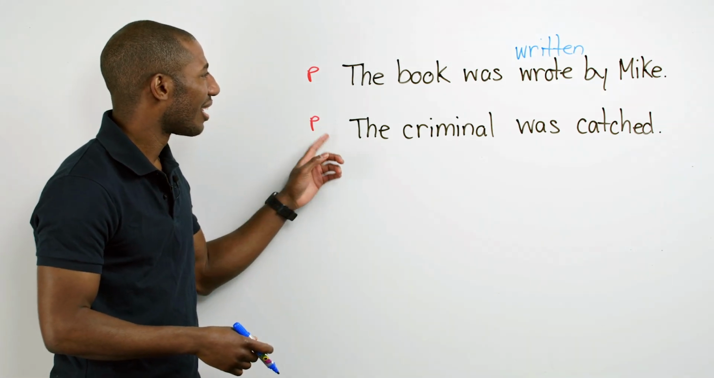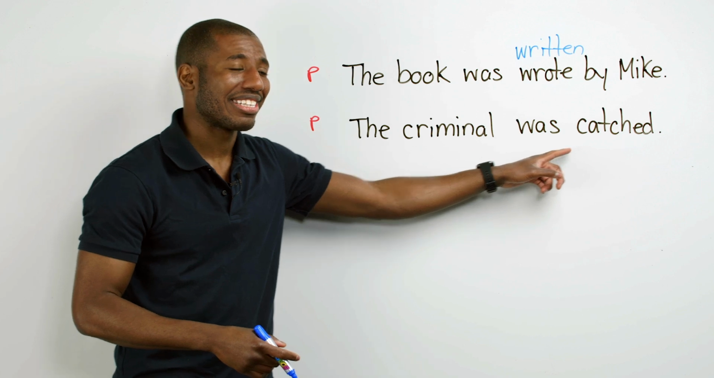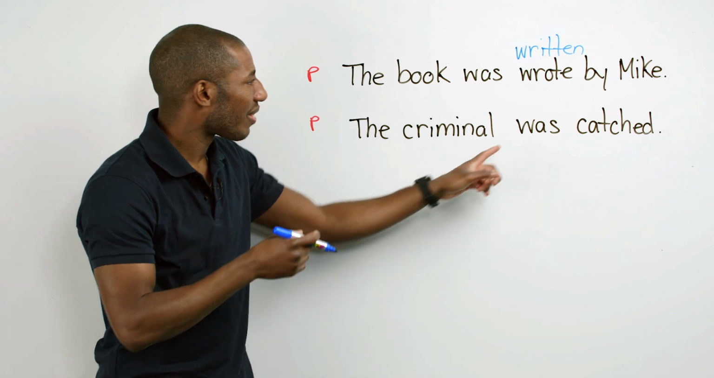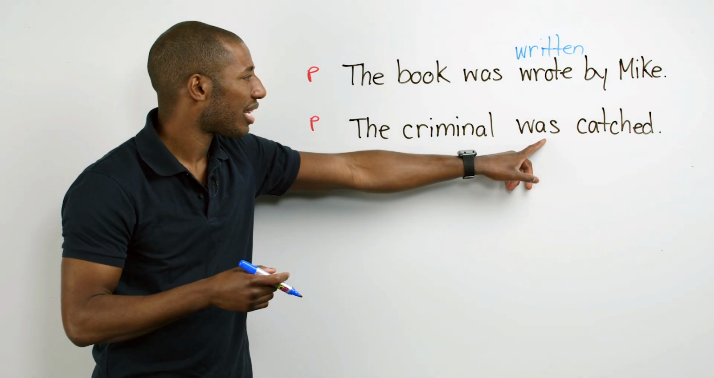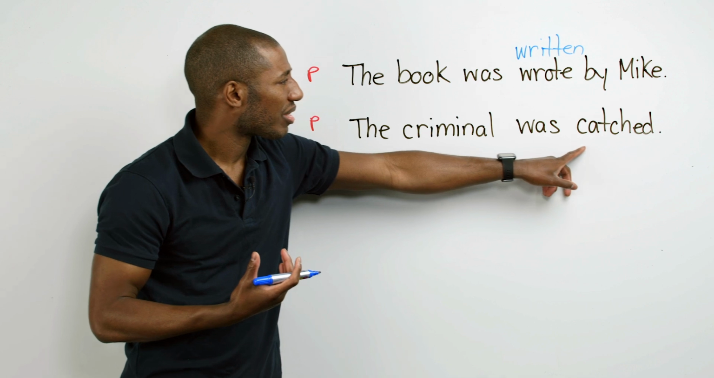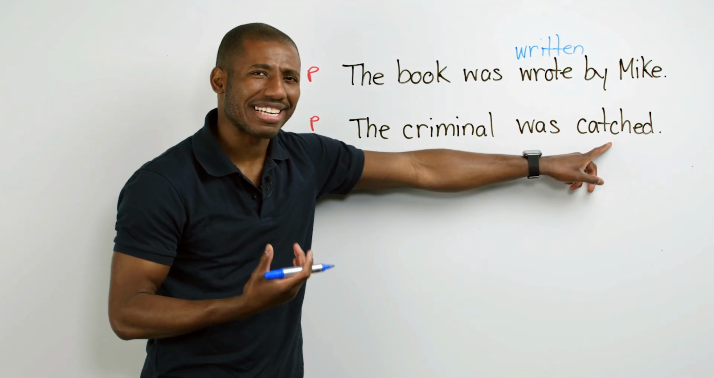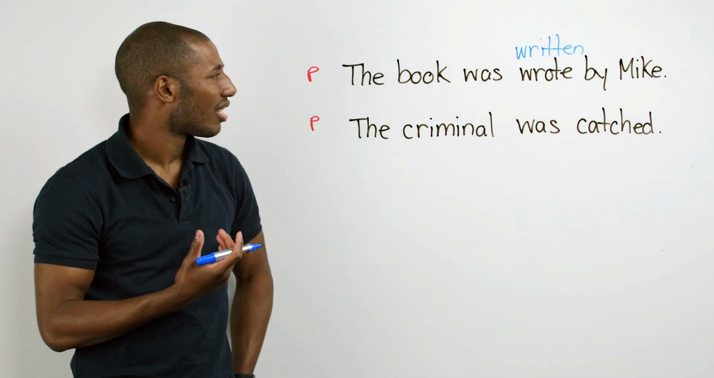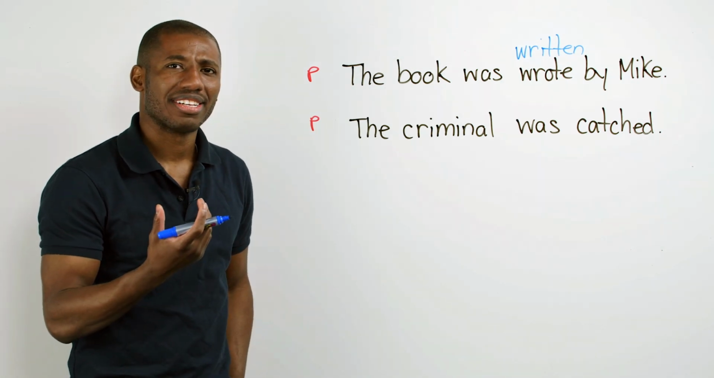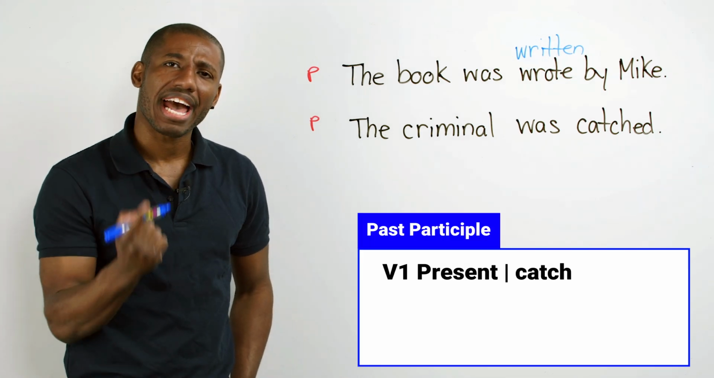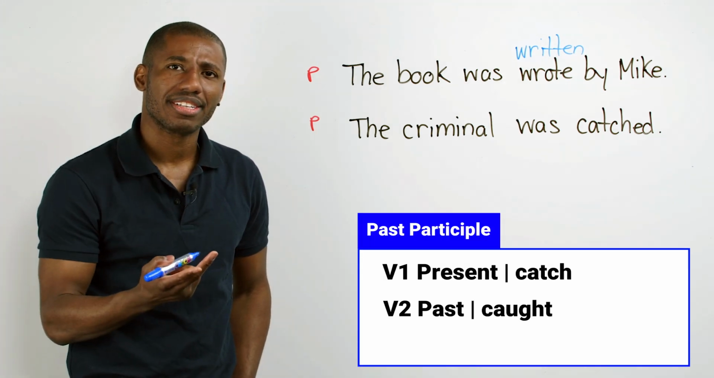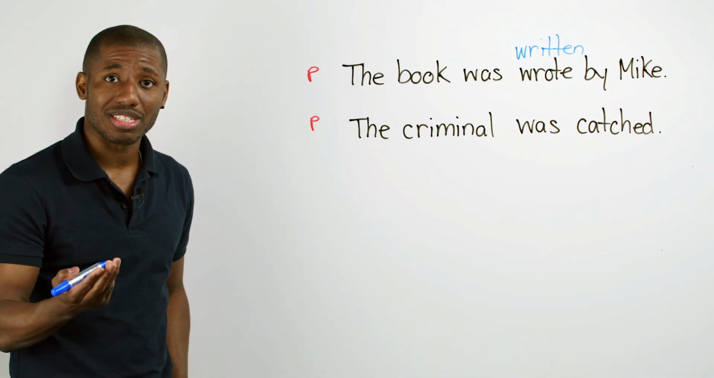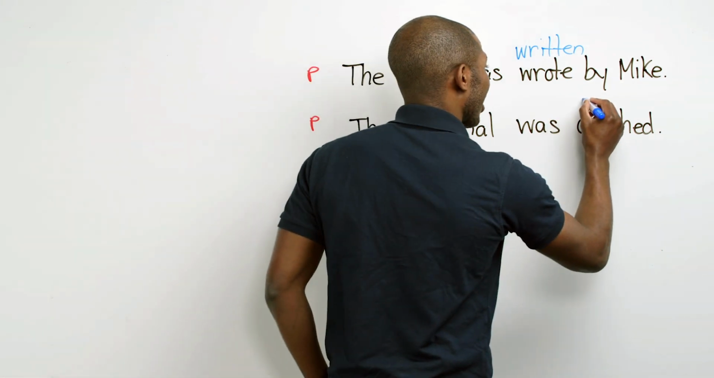Our next one, the criminal was catched. Again, I see that we have our to-be verb, which is was, and that feels right. But there's something about catched that doesn't. This may not be the right past participle. So let's think about the word catch. We have catch, caught, and caught. Oh, our past participle is caught.